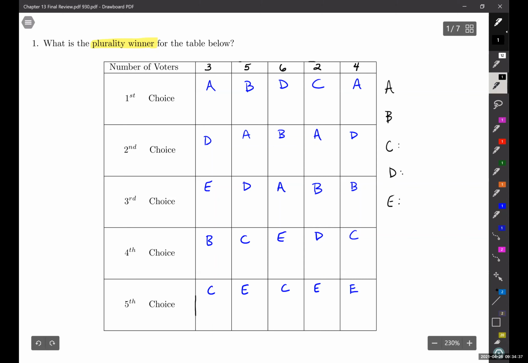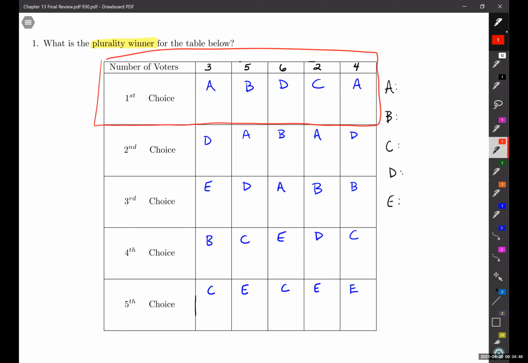Now we know plurality is just who got the most first place votes. So for this problem, we only care about the first two rows. And I'm just going to transcribe off to the side how many first place votes each candidate got. We see the first group of 3 voted for A, so they get 3 votes. The next 5 people voted for B.